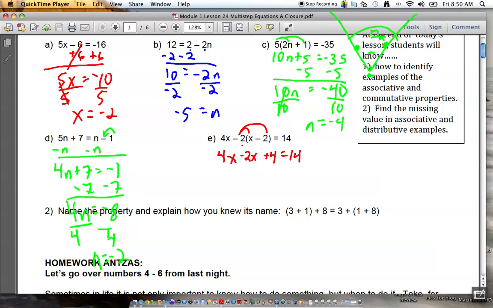Okay? And then same side, same operation. 4x minus 2x is 2x. Plus 4 is 14, minus 4. 2x is 10, dividing by 2. Wait, x is 5.